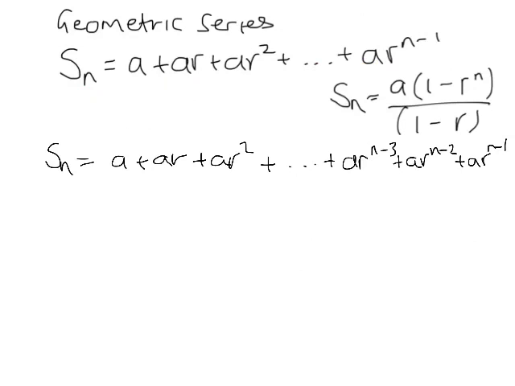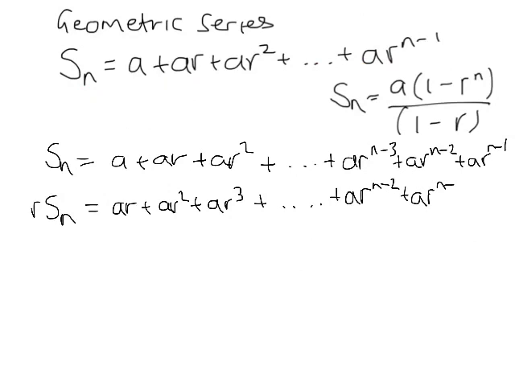Now if we multiply both sides of this by R, this side we're going to have R times Sn. Now we're going to have AR plus AR squared plus AR cubed. So essentially each term we're multiplying once by R, so we're going to end up with this. Each term is increased by a factor of R.